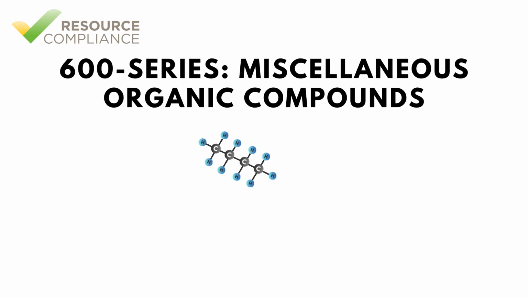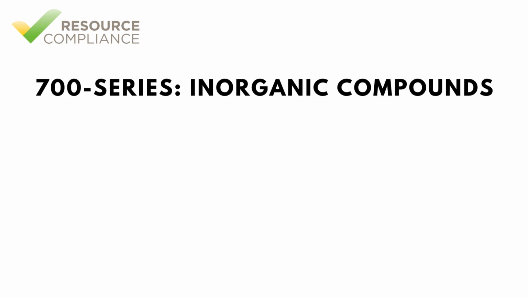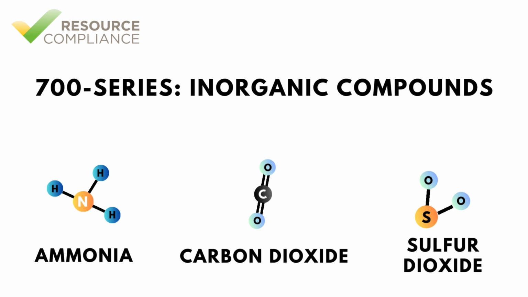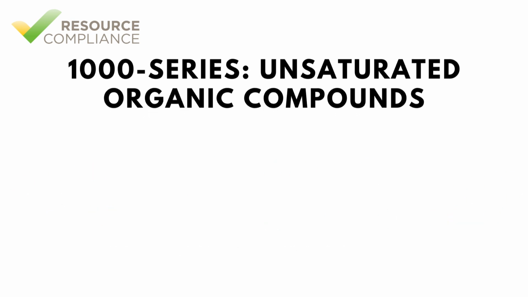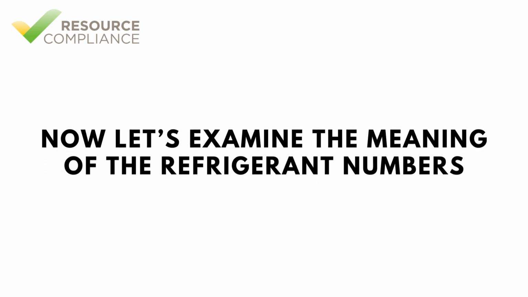The 600 series of refrigerants is for miscellaneous organic compounds, such as butane and pentane. As mentioned earlier, the 700 series is for inorganic compounds such as ammonia, water, carbon dioxide, and sulfur dioxide. There is also a 1000 series of refrigerants that is reserved for refrigerants with unsaturated organic compounds. Unsaturated means that the organic compounds have 1 or more carbon atoms linked by a double bond.